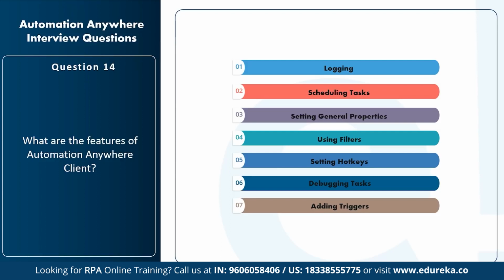And finally, coming to the last feature, adding triggers. The trigger feature enables a task to run automatically in response to an event that occurs on your computer. For example, you can use a trigger when a new window opens or a specific file is created. So guys, these were the various features of the Automation Anywhere client.